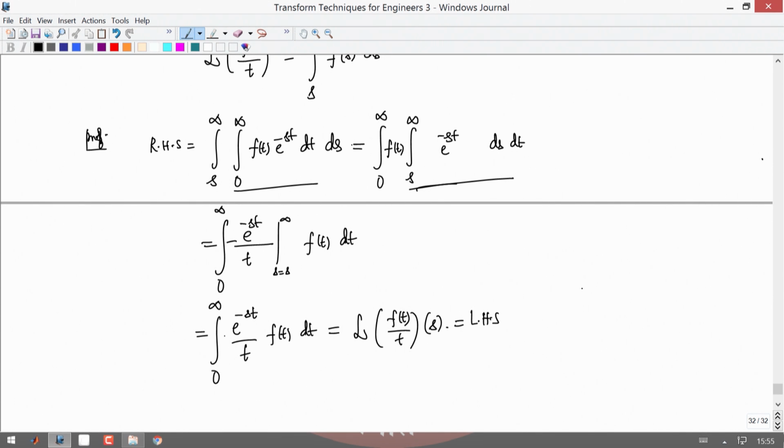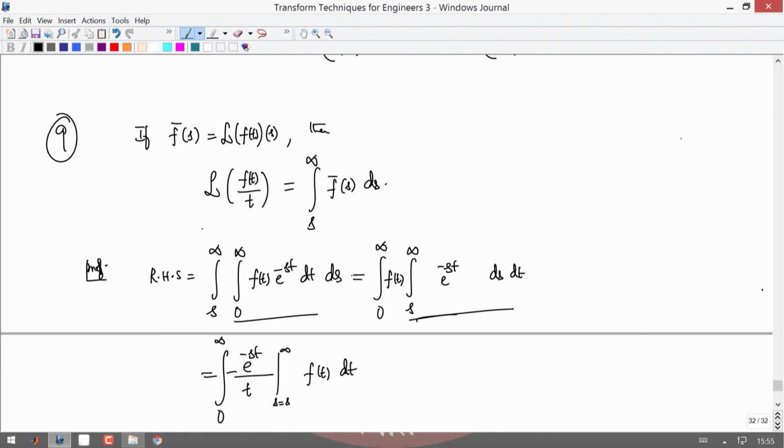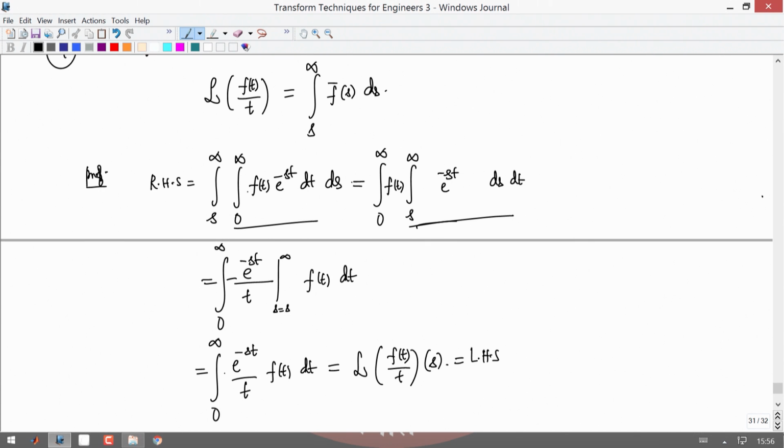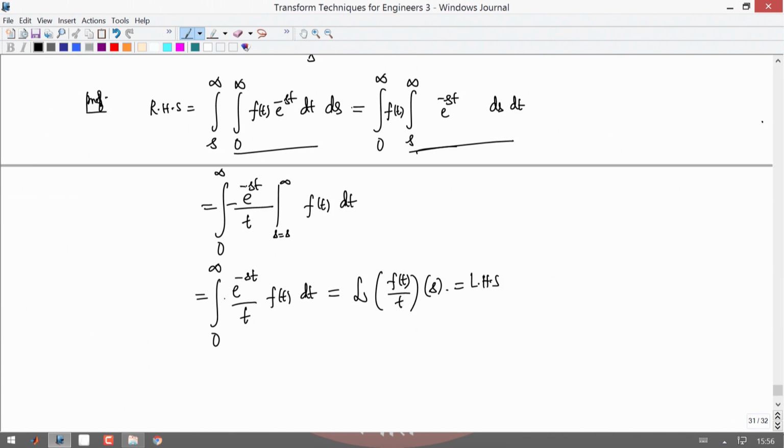Okay. So, this is how we show that if you have 1 by t times a function, for which you already know the Laplace transform of f, then you simply integrate that to get the Laplace transform of 1 by t times f of t.